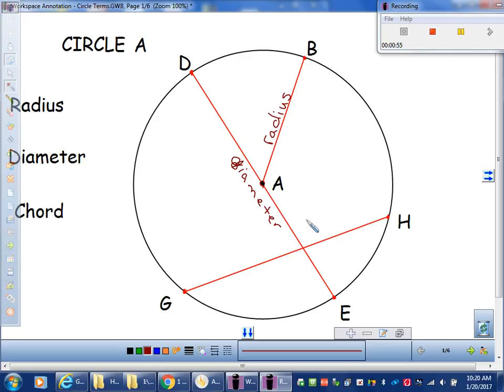Now, I mentioned that a diameter is a chord. Well, a chord is a segment whose endpoints lie on the circle. So a chord on this picture is segment GH. This is a chord. Okay, so those are some basic vocabulary terms you should already know and how to identify. When you name a radius, a diameter, or a chord, it is a segment. So when you name them, you must name them with the two endpoints with the segment symbol over them.